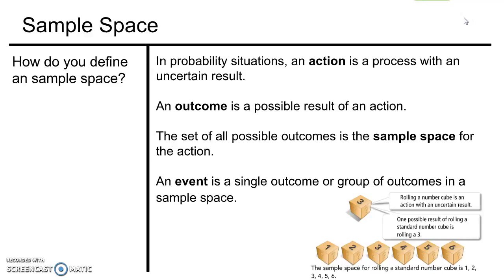All right, some terms that you need to know. They should already be in your notes from our probability unit. An action is a process with an uncertain result, like rolling a number cube, spinning a spinner, flipping a coin. These are all actions. An outcome is a possible result of an action. So like heads, tails, even number, something like that. The set of all possible outcomes is the sample space. That's where we list all the possible outcomes. And then an event is a single outcome or a group of outcomes in a sample space.